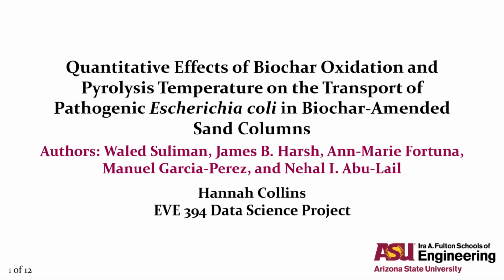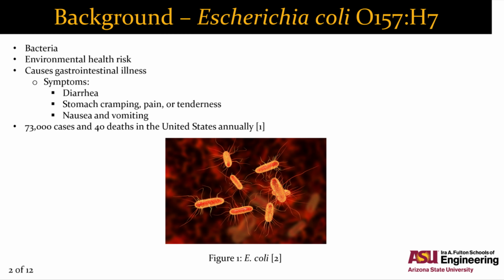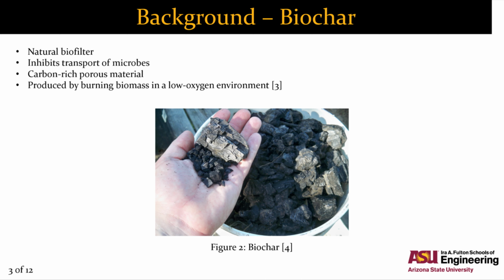The purpose of the study analyzed in this video is to determine how to inhibit the transport of E. coli in the environment. E. coli, particularly the O157H7 strain, is a bacterium that causes approximately 73,000 gastrointestinal infections in humans annually and can result in death. One way of preventing outbreaks of E. coli is using biofilters like biochar to inhibit the transport of the bacteria in the environment.